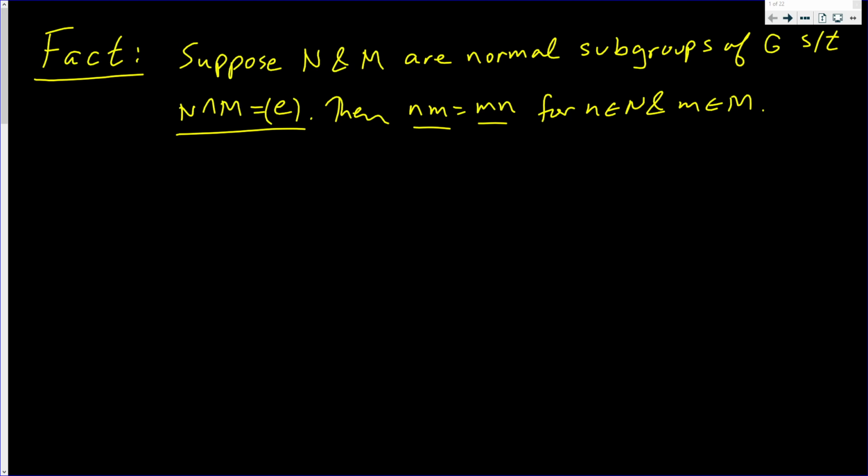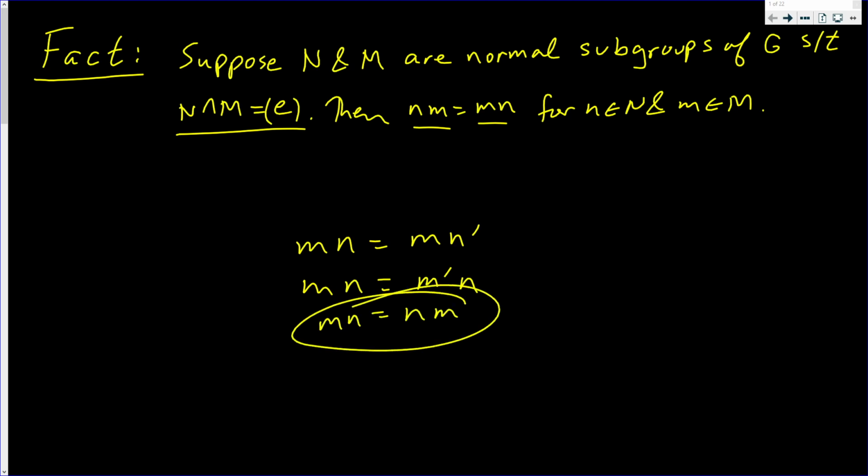Normally, what we have is that n times m is m times a different n, or m times n is a different m times the same n. It's unusual to find this. In fact, you always find that only if N intersect M is the empty set.